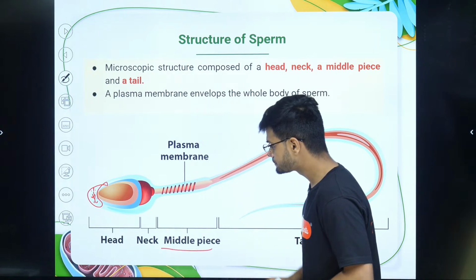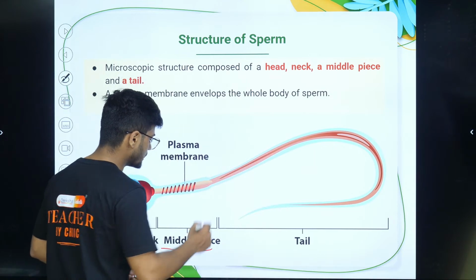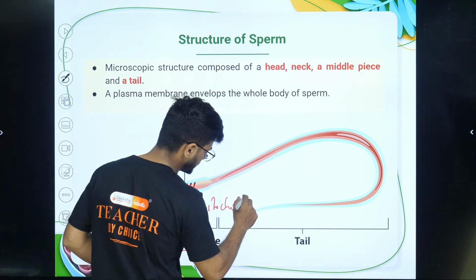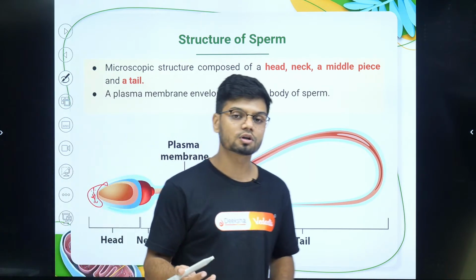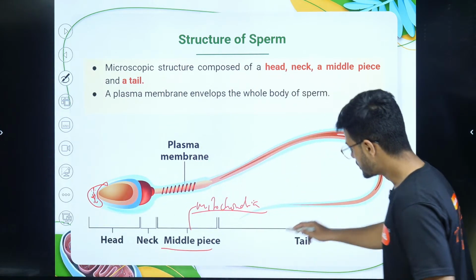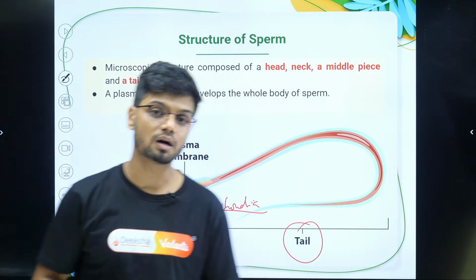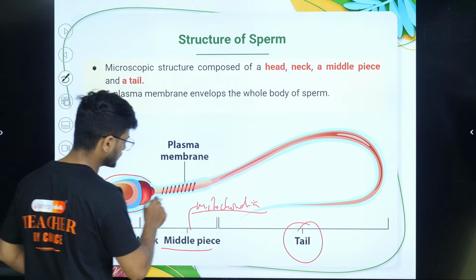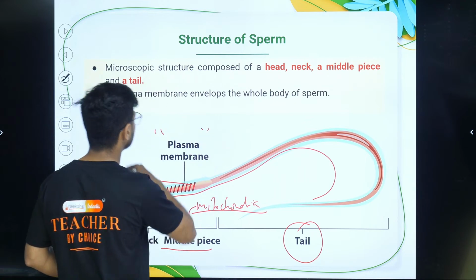Now the middle piece will have mitochondria. Middle piece will have what? Mitochondria. And this mitochondria will provide the energy for the sperm to move. And movement is helped by the tail. That is a whiplash-like tail, which will help in motility. Clear? And the entire body of the sperm is covered by what? The entire body of the sperm is covered by plasma membrane.